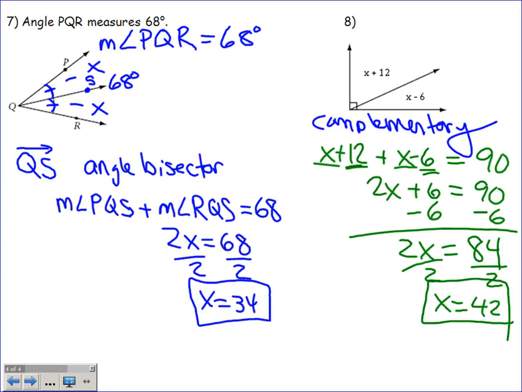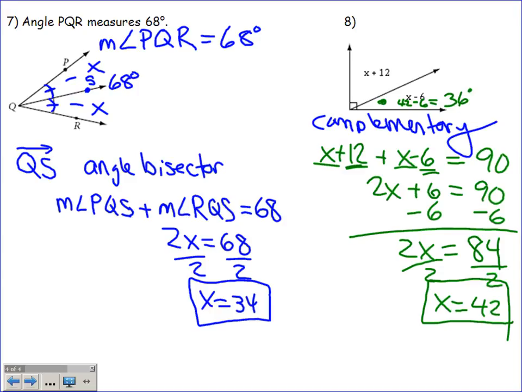Hey, let me ask you this. What is the measure of this angle right here? Is it 42? No, it's not 42. What is the measure of this angle? Isn't it 42 minus 6? What is that? 38, isn't it? Or 36? I'm sorry, 36 degrees. Okay?